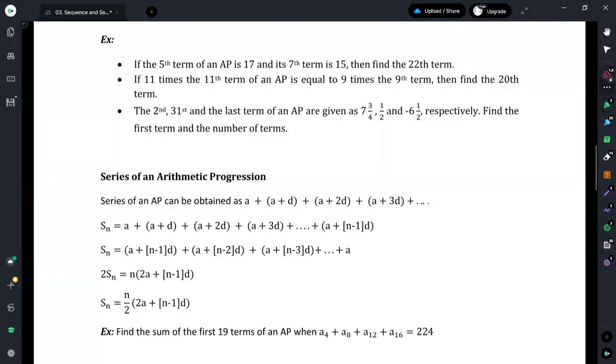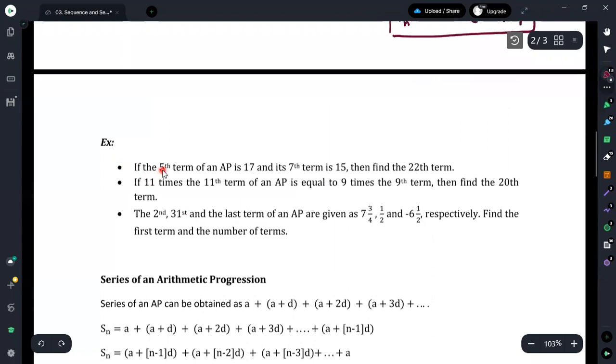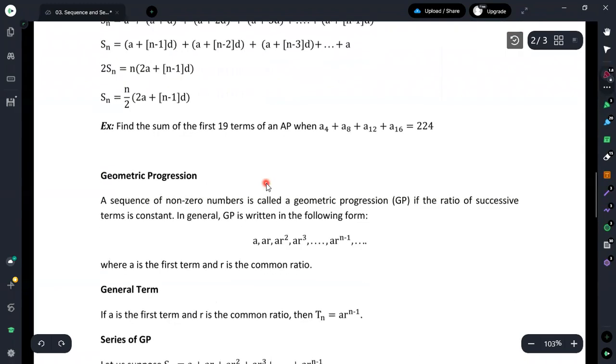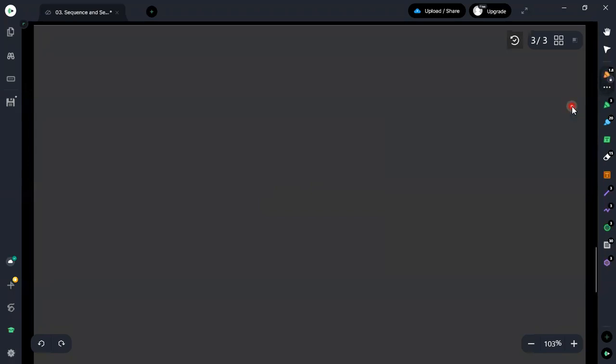We consider the first example related to the arithmetic progression. Here it says that if the fifth term of an arithmetic progression, abbreviated as AP, is 17 and its seventh term is 15, then we are asked to find the value of the 22nd term. Therefore, first we need to write down what we know. If it is given as an arithmetic progression, we know that the nth term can be taken as Tn equals a plus n minus 1 times d.